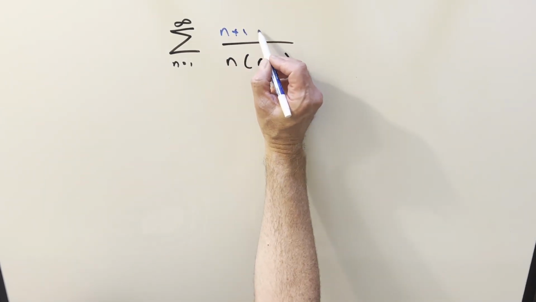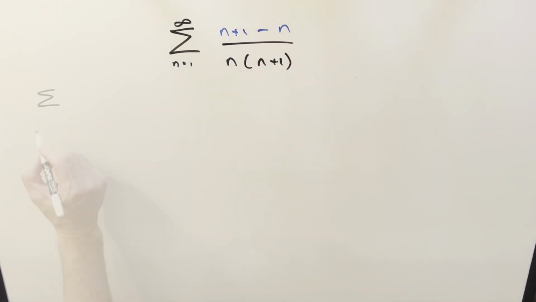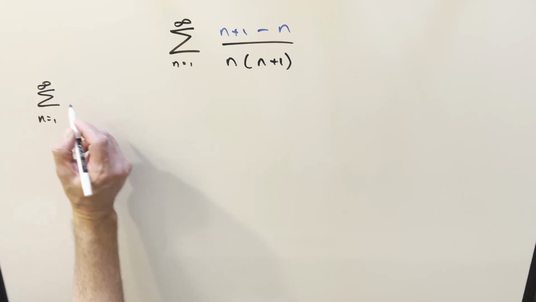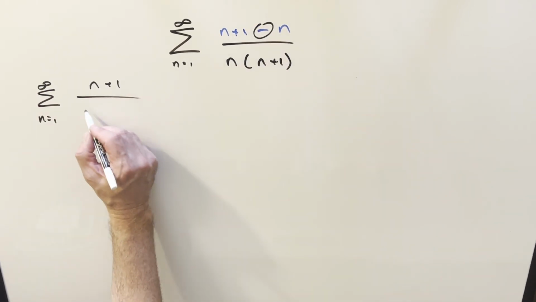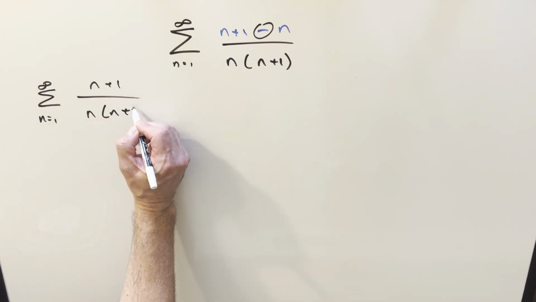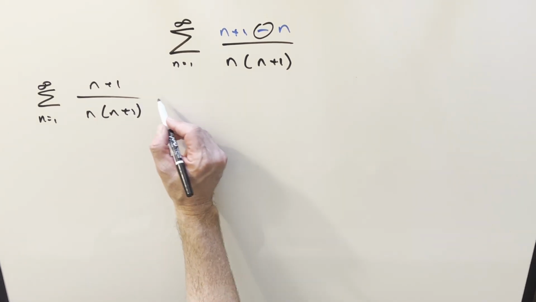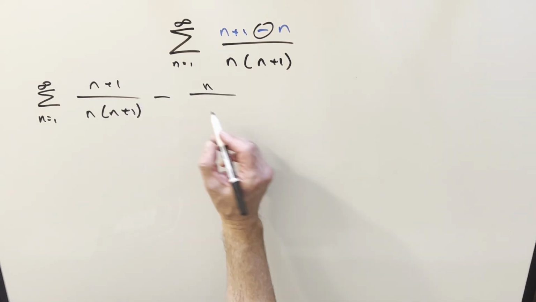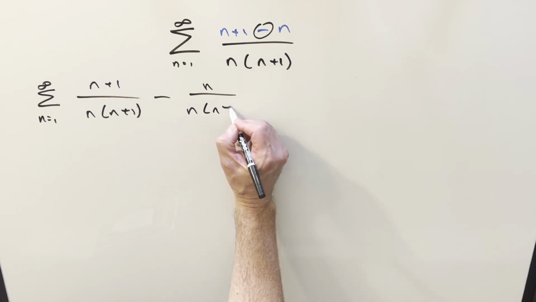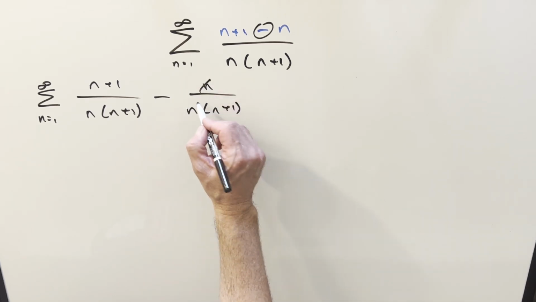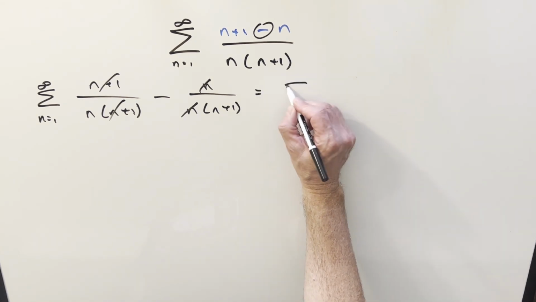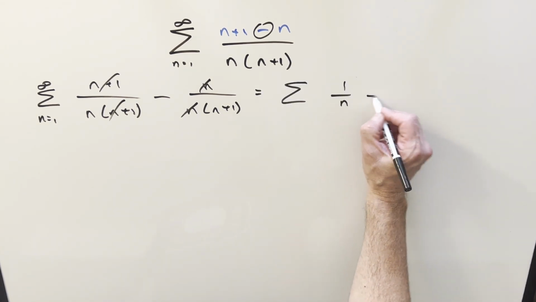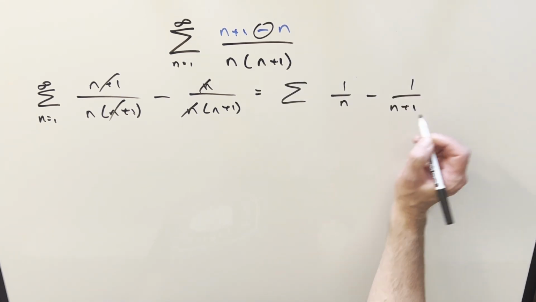For the 1, I can write it as n plus 1 minus n. And then if we rewrite it and split this up into two terms, breaking it on the minus sign, we have n plus 1 over n times n plus 1, and actually, I'll leave it all in one sum. So the second term is going to be n over n plus 1. Cancel n's here, cancel n plus 1's here. And then what we're left with, let's just clean it up. We're going to have 1 over n minus 1 over n plus 1.